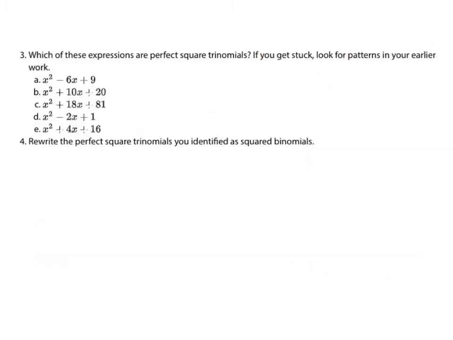Now, which of these expressions are perfect square trinomials? If you get stuck, look for the patterns in your earlier work. So I'm going to look at the first term. That is x times x. The last term is 3 times 3. Actually, it's -3 times -3. And then the middle term is, I didn't leave enough space, 2 times the first term times the last term. Is it a -6? Yes, it's a -6. So this one is a perfect square trinomial.